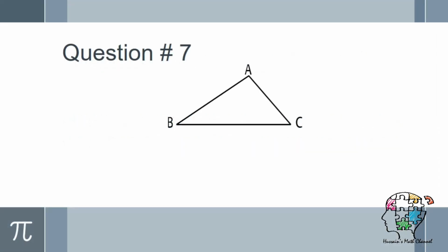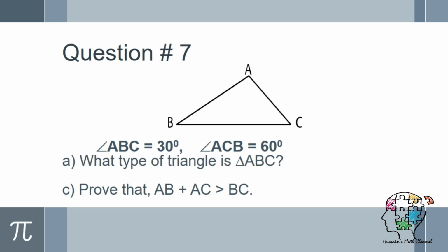First of all, question number 7. You can see a figure, a triangle ABC. Angle ABC is equal to 30 degrees and angle ACB is equal to 60 degrees. Question A asks, what type of triangle is ABC? Question B asks, prove that AB is greater than AC. And question C asks, prove that AB plus AC is greater than BC.